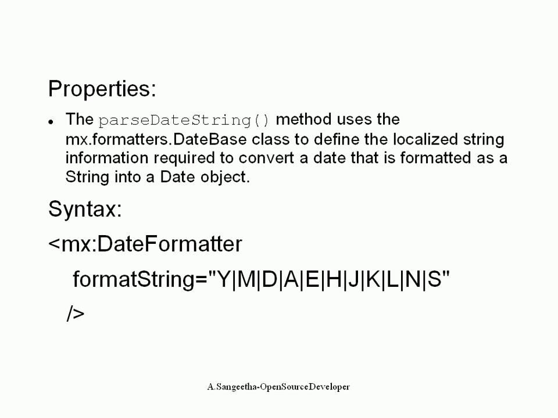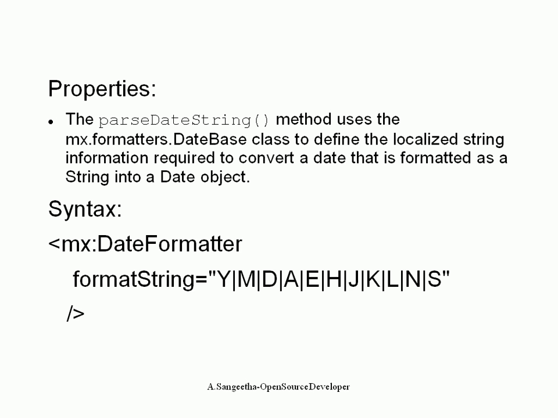This is a main property, the parse date string. This is a method used in the formatters.database class. It helps to define the localized string information, which helps to convert a date as a formatted string into a date object.